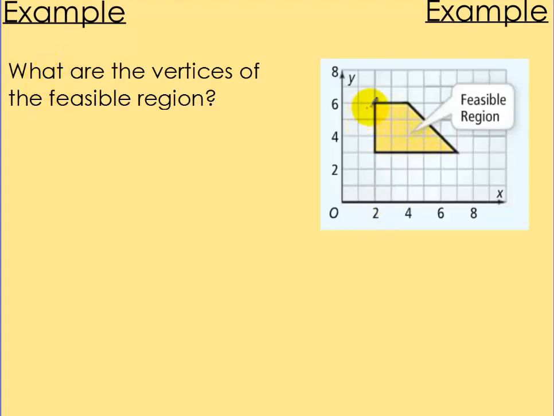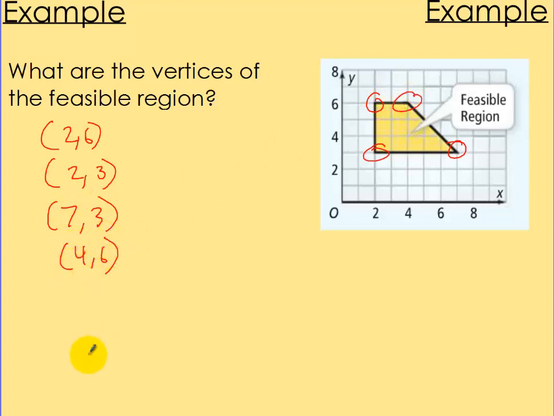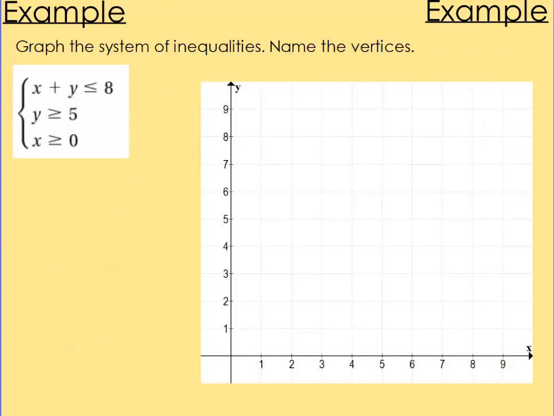Okay, what are the vertices of the feasible region? Well, the vertices are right here, here, here, and here. So ordered pairs here. The first one, start here. It doesn't matter the order. That's going to be 2, 6. Next one down here is going to be 2, 3. Let's do this one. This is going to be 7, 3. And the last one up here is going to be 4, 6. So there's your answers. Just 4 vertices. Next one. Pause the video.